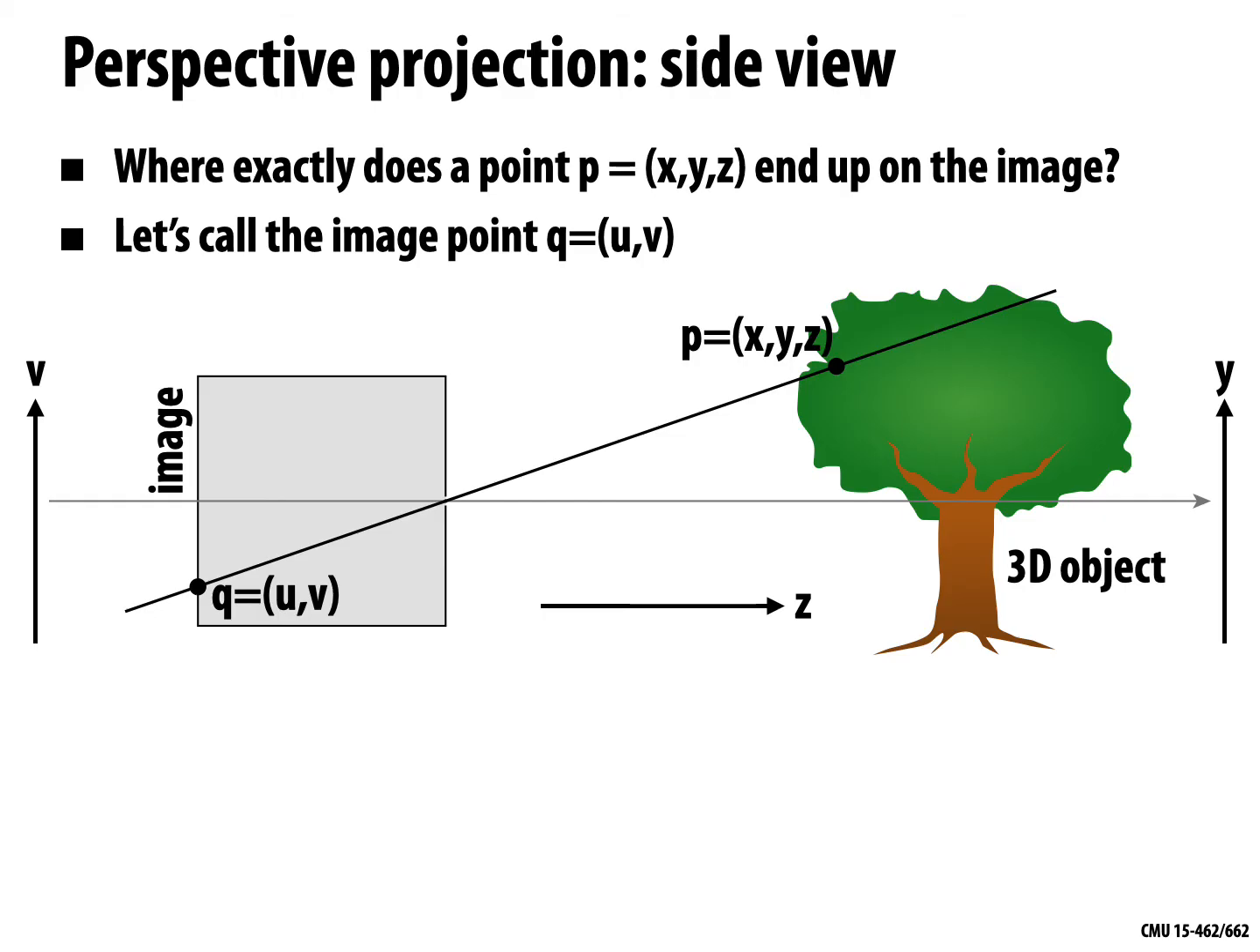Well, maybe easier to think just for a moment about just where it ends up vertically. Right? So if V is the vertical coordinate on the two-dimensional film, how could you figure out the V coordinate of this point Q based on this little diagram?